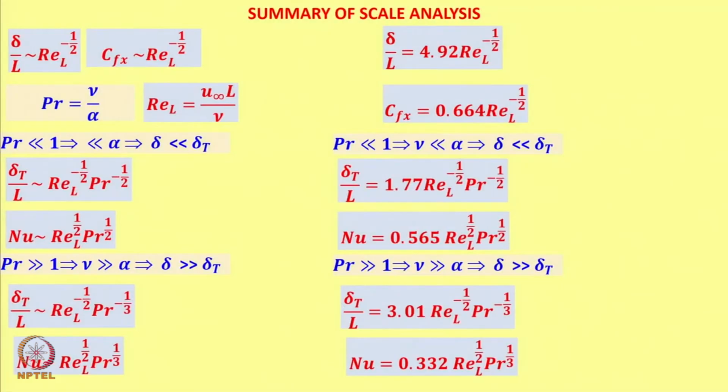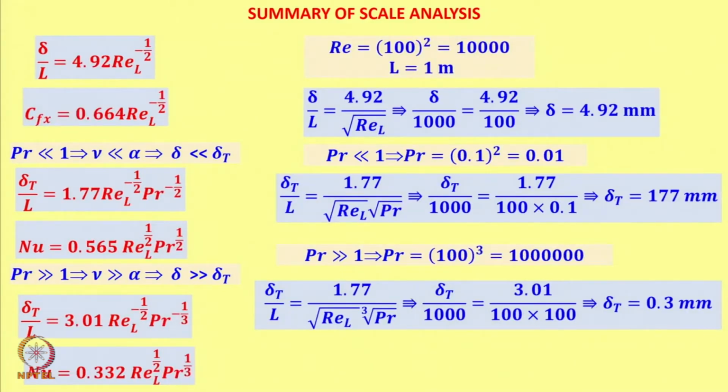Over to slides. If you just see the slides, you can see that from the closed form solutions you get 4.92, 0.664, 1.77 for Prandtl number less than 1, 0.565 for Prandtl number less than 1, for Nusselt number equal to, similarly 3 and 0.332. I would like to calculate these values for a Reynolds number of 10,000. Remember, for flow over a flat plate, Reynolds number 10,000 is still laminar because the critical Reynolds number is 2 into 10 to the power of 5. So the length I am taking as 1 meter, the plate length.